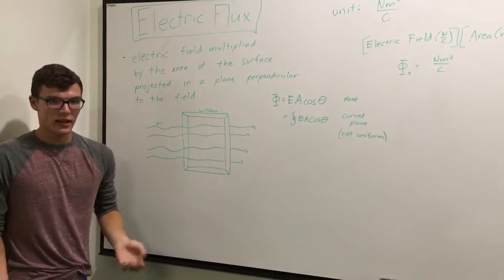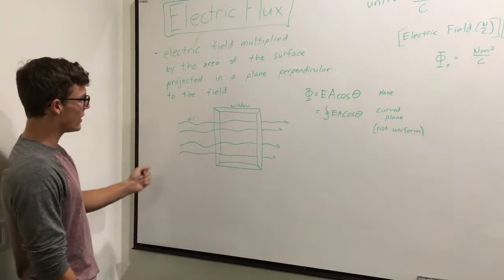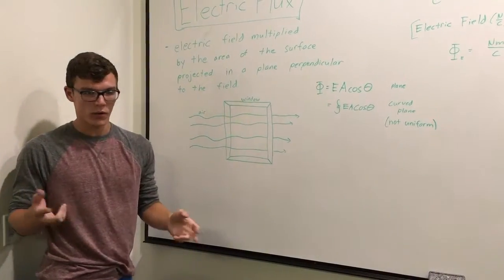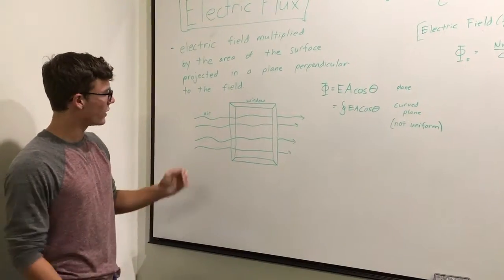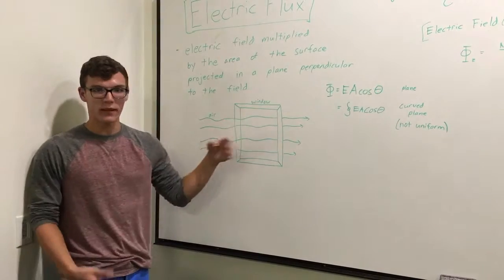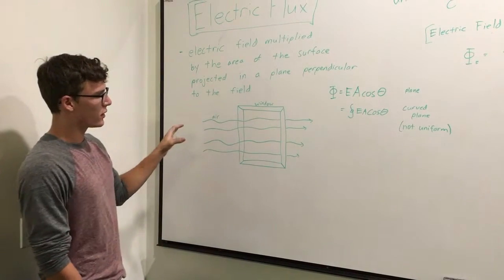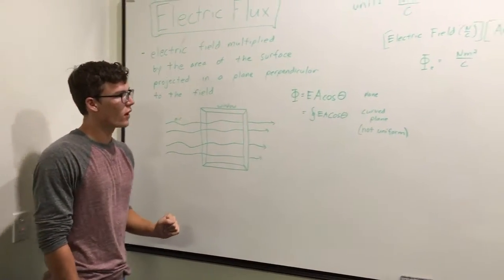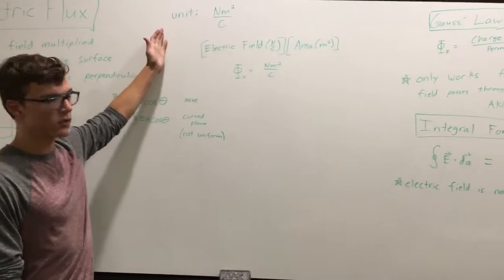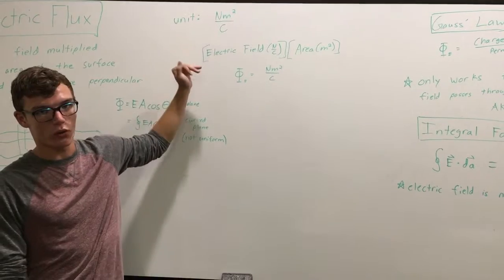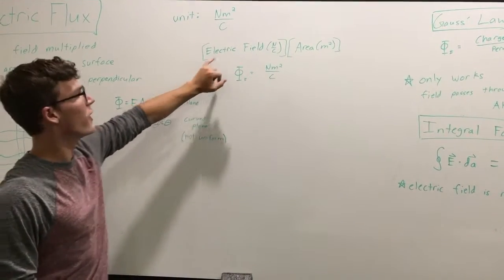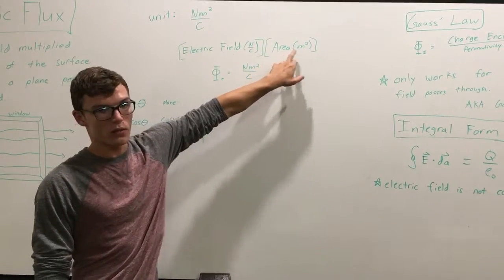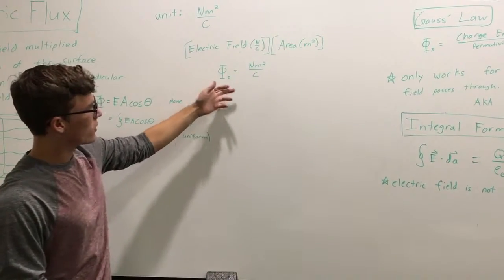The best analogy that I can think of for flux is air passing through a window. It depends on the strength of the wind, being the electric field, and the size of the window, being the area. Flux is basically how much air passes through this window. The unit for flux is Newton meter squared over Coulomb, derived by taking the electric field, which is Newtons per Coulomb, multiplied by the area, which is meters squared, thus giving you flux in Newton meter squared over Coulomb.